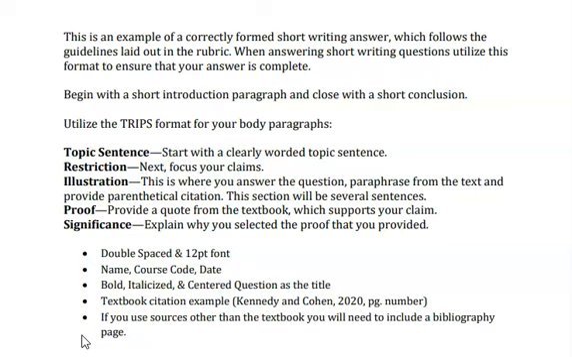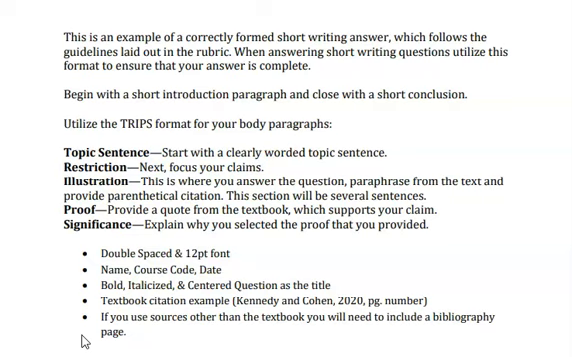You're going to use citations in this essay. When you are citing the textbook, you're going to use parenthetical citation. So for the textbook, that's going to be in parentheses, Kennedy and Cohen, comma 2020 if you have the 17th edition. It might be a different publication date if you have an earlier edition, and the page number where you found your quote or you found that information.